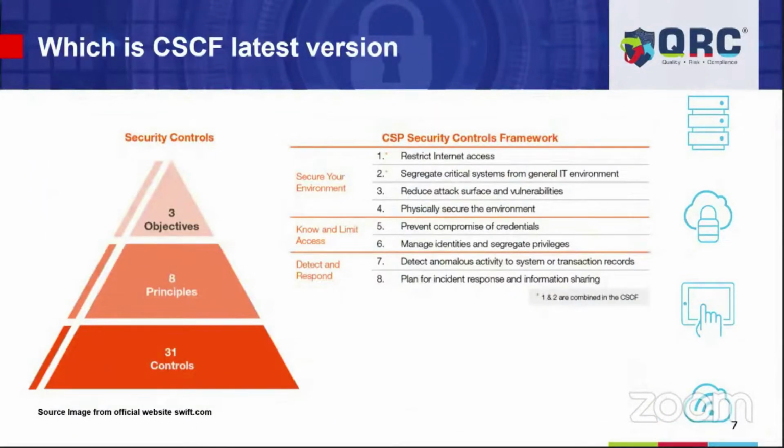Today our focus is understanding the CSCF framework, the latest framework, that is 2021. Categorically, there are three main objectives of this program. One is secure your environment, second is know and limit access, and third is detect and respond. These are the three core objectives, and then it is divided into 8 principles. We can see how to restrict internet access and segregate critical systems.